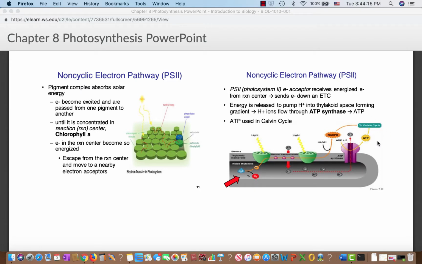There are a class of chemicals, molecules, however you want to phrase it, that are proton decouplers. And so what they do is they just collapse this proton gradient by allowing the hydrogens to flow out through something other than ATP synthase. Basically just ends up producing a ton of heat.